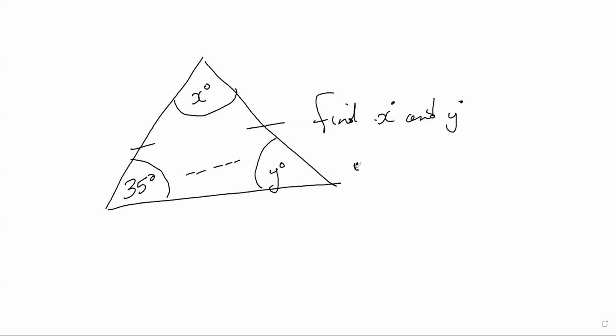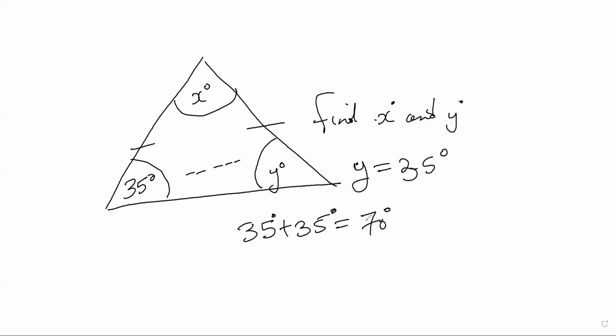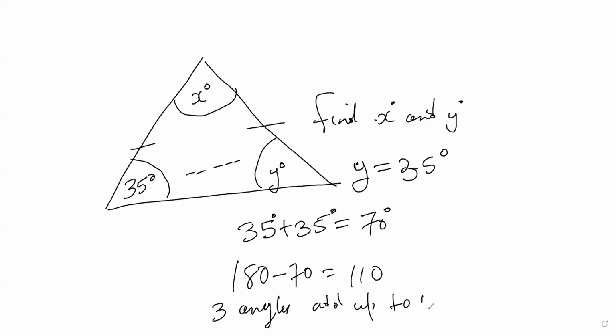Then now we want to find what x is. Since we already know what y is, all we have to do is multiply 35 by 2, or add 35 plus 35, same thing. When you add it up, you get 70. And then 180 minus 70 is 110, because overall all the degrees are supposed to add up to 180. So we subtract the total of the two angles to find the other angle, which is 110.